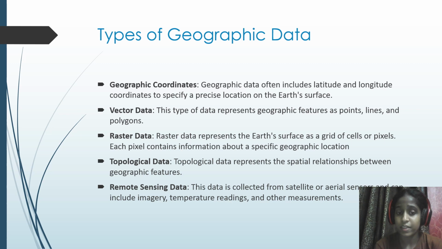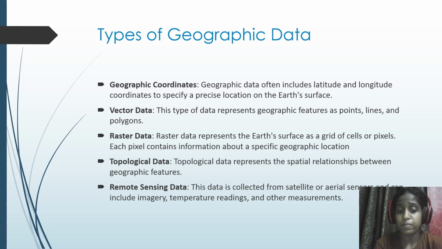Second is vector data. This type of data represents geographical features such as points, lines, and polygons. Points can represent individual locations on the globe, while a line represents linear features like rivers or roads, and a polygon represents an area like land parcels, administrative boundaries, or bodies of water, etc.